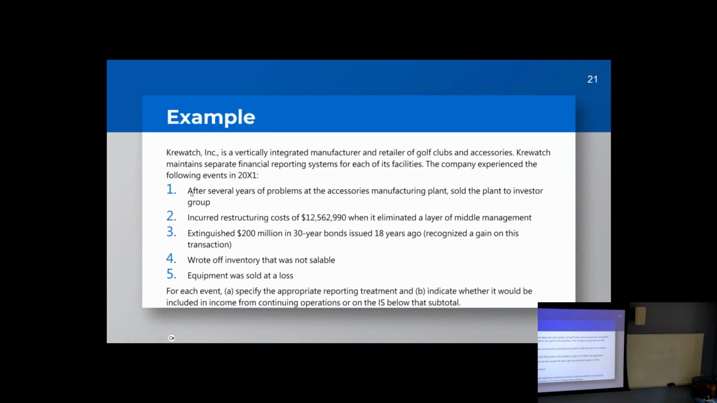All right, so after several years of problems, we've sold the plant off. Actually, I kind of already gave this one away. All right, so if we sell off a plant, where's that going to show up on the income statement? Discontinued operations. Yeah, right? So if we sell off a plant, that's going to show up under discontinued operations. All right, basically we're selling off assets that we've used in the past that are no longer going to be relevant to our ongoing operations.